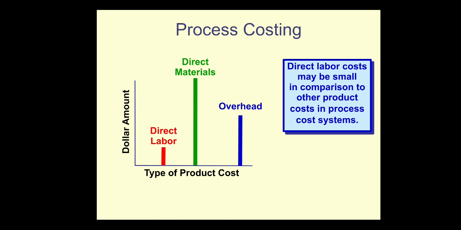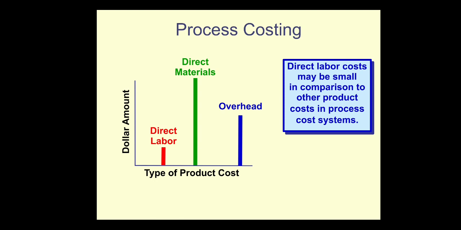And then direct labor cost is small because most businesses have workers, but most of the time when they produce a product, like the Coke soft drink, they will use many machines.